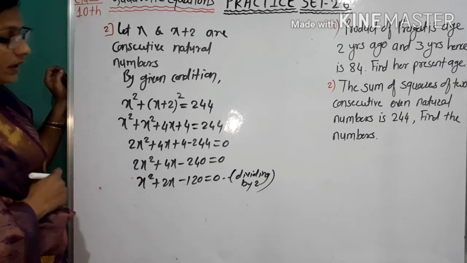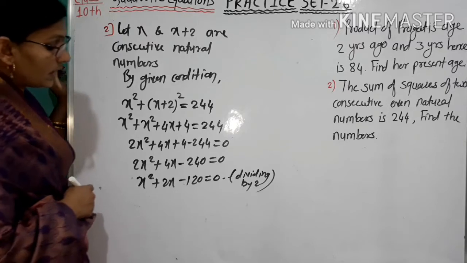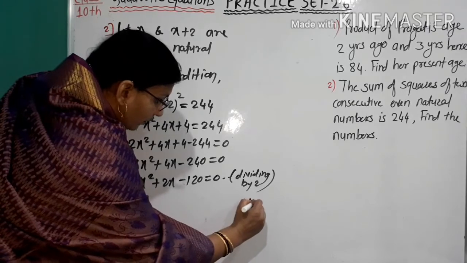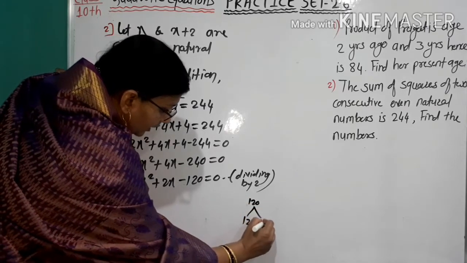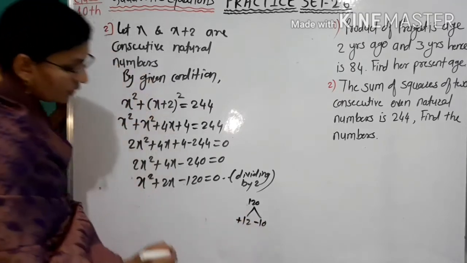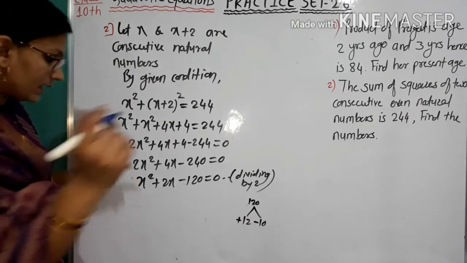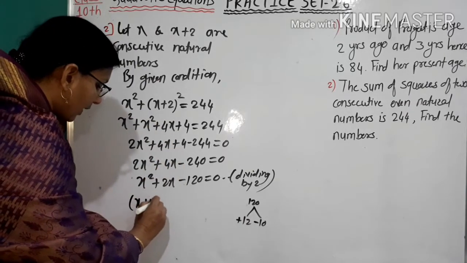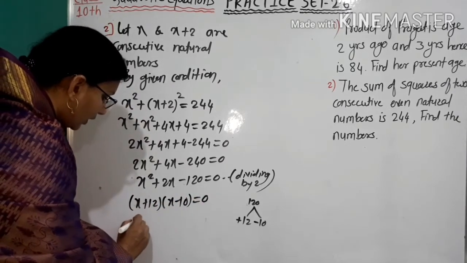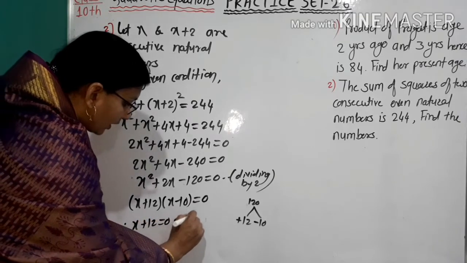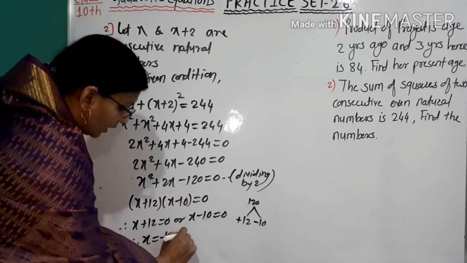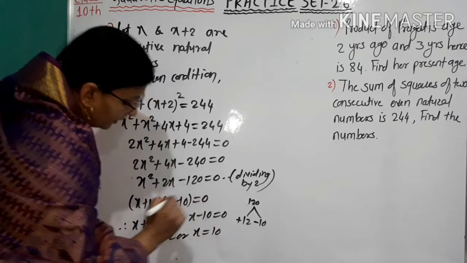Factors of 120 whose difference is 2: the factors are 12 and 10. The sign of the middle term is positive, so the greater factor is positive. The coefficient is 1, so I write the factors directly as x plus 12, x minus 10 equal to 0. Therefore, x plus 12 equal to 0 or x minus 10 equal to 0. Therefore, x equals minus 12 or x equals 10.